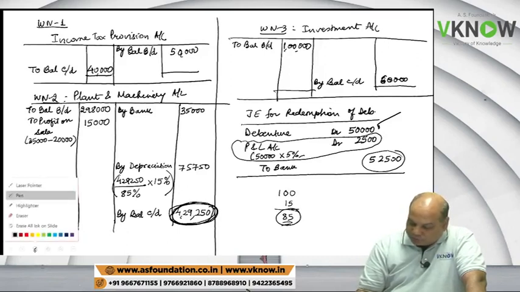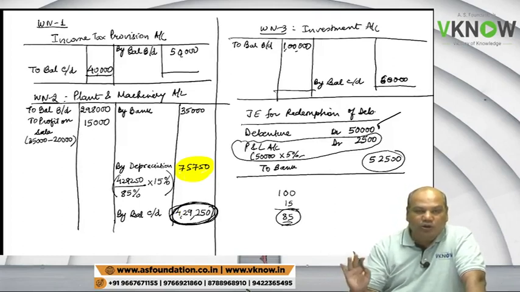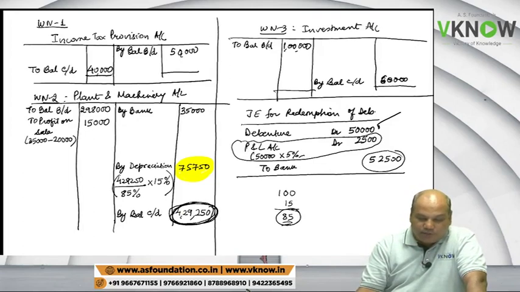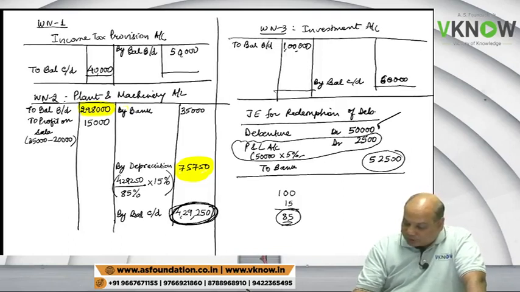As I have told you, this depreciation figures can be different depending on the assumption. So don't worry. We will assume that all purchases and all sales were made on the first day of the year. If you assume all purchase and all sales were made on the last day of the year, then you can take opening balance. So either of the two assumptions are okay. So come to by bank 35,000 and to profit on sale 15,000.